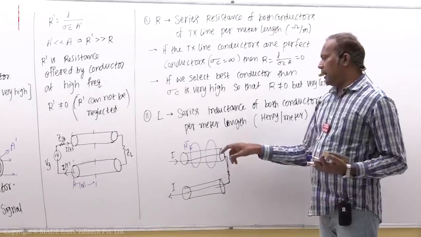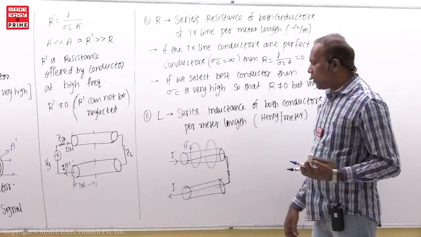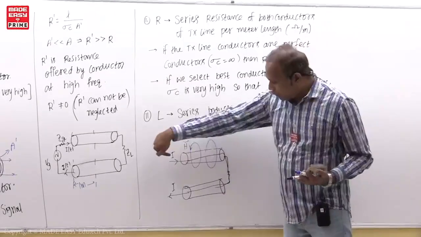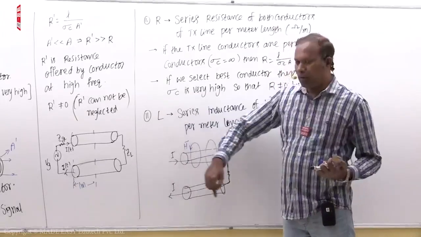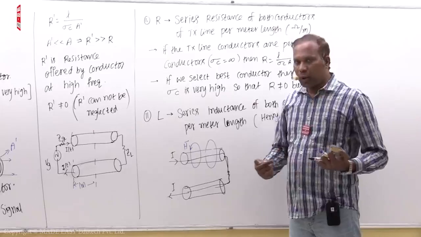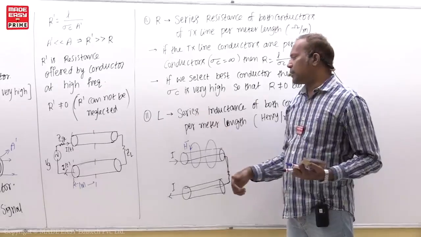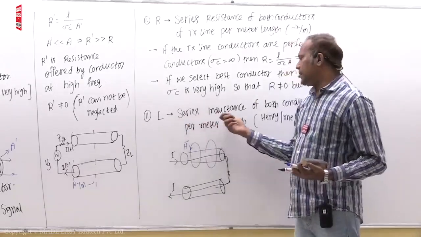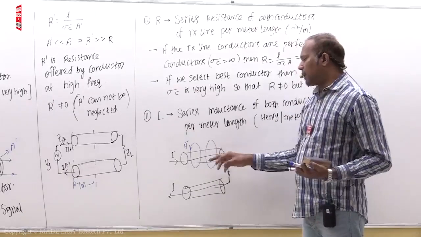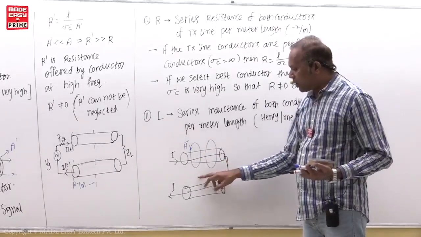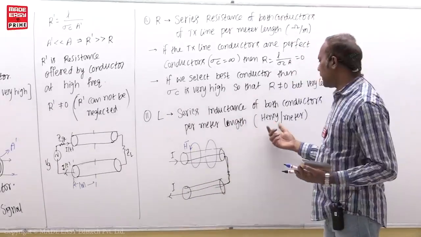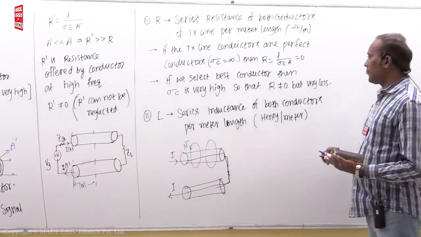Why is this magnetic field generated? Because of current. Where is the current going? Through the conductor. I told you, if any parameter comes because of current going through the conductor, then you have to say series. So it is the series inductance of both conductors, per meter length.